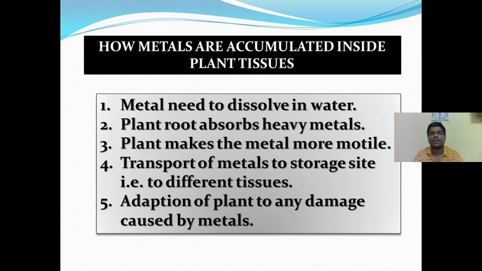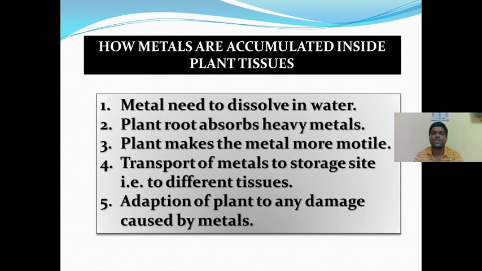Second criterion, plant root absorbs heavy metals. Whatever heavy metals are dissolved in water, the plant root should have the capacity to absorb those heavy metals. Third one is that plants make the metal more motile. Whenever the heavy metals are absorbed by roots and transferred from root to shoot, the plant makes the metal more motile. Fourth, transport of metals to storage site, that is, to different tissues.